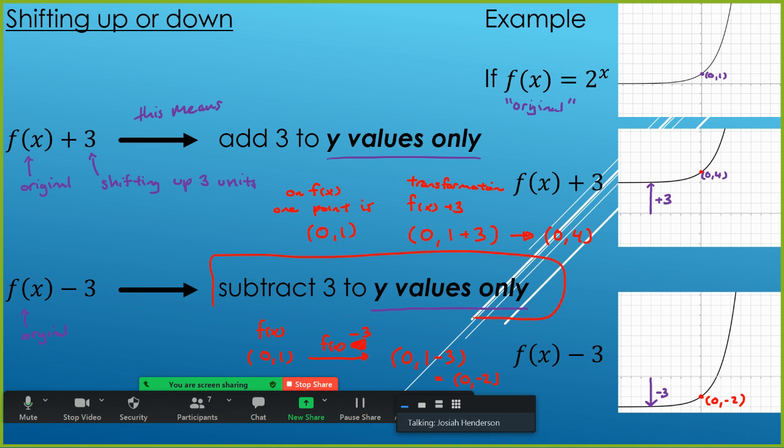Back to the rule page: subtract 3 to the y values only. It's kind of like all the x values stay where they are, but the thing gets pushed or shoved downward however many units. Only to the y's. It doesn't change the x's.